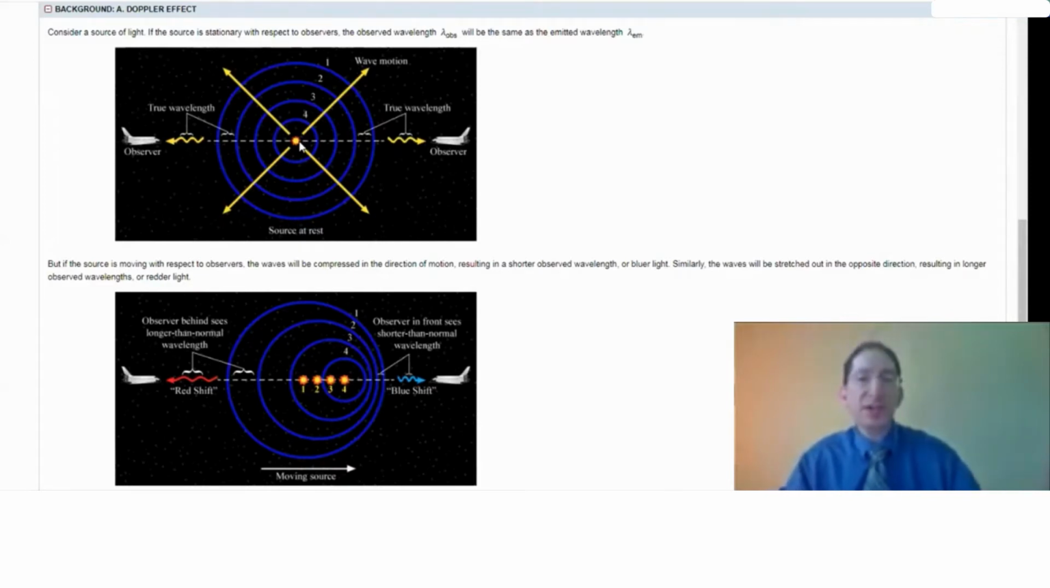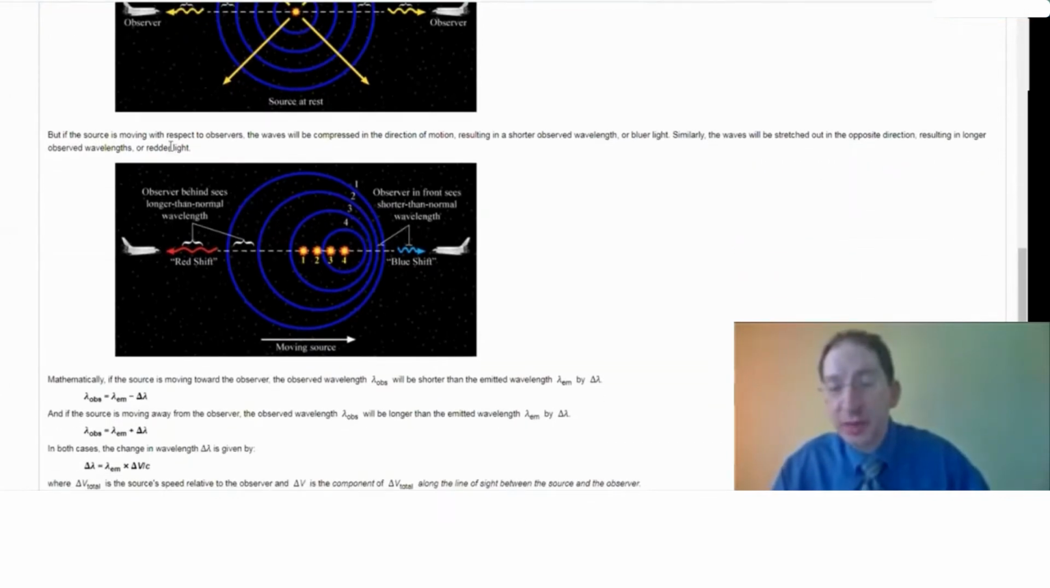If the source is stationary with respect to the observers, or the observer is stationary with respect to the source, then the observer will measure the same wavelength, the same distance between crests as was emitted by the source, whether on this side or on this side. But if the source is moving with respect to the observers, or the observer is moving with respect to the source, it's a different story.